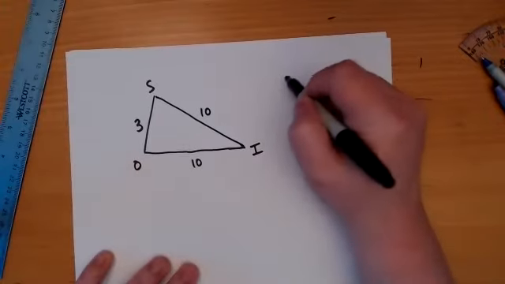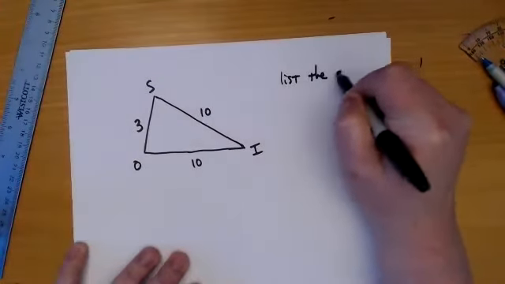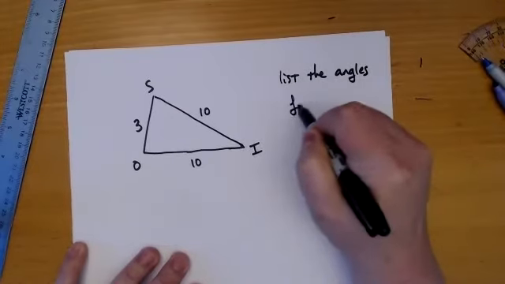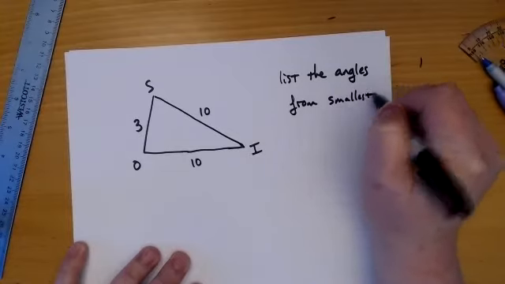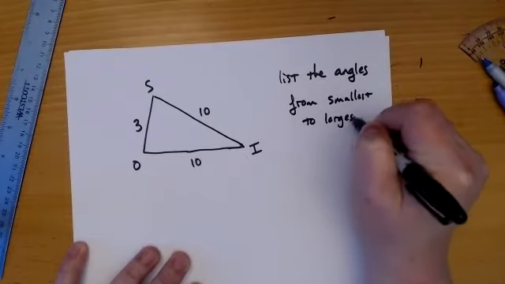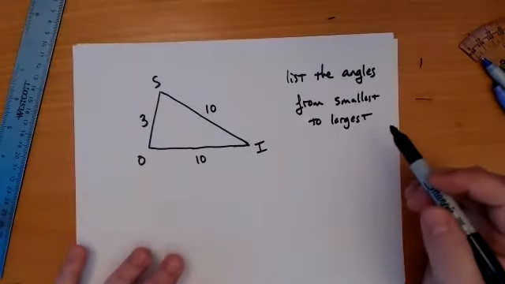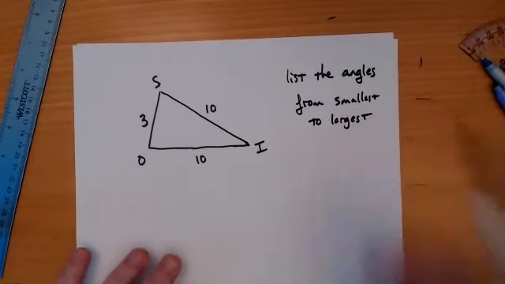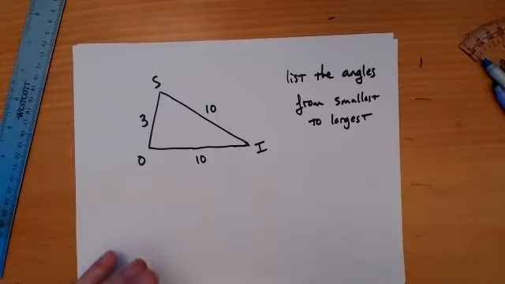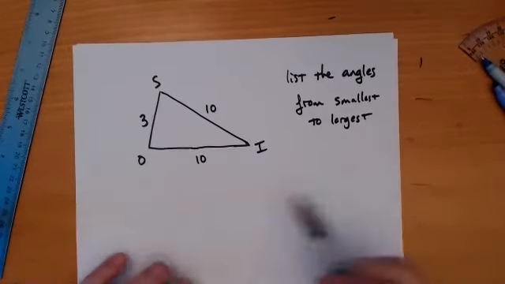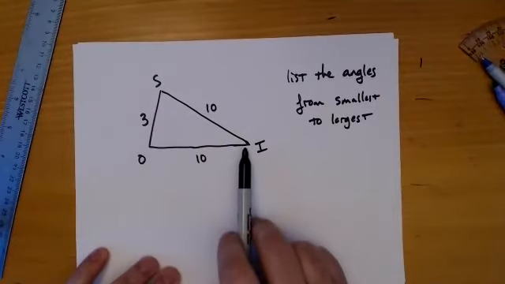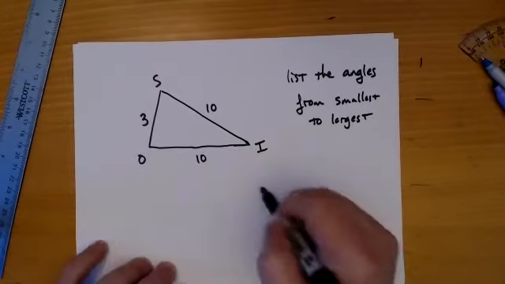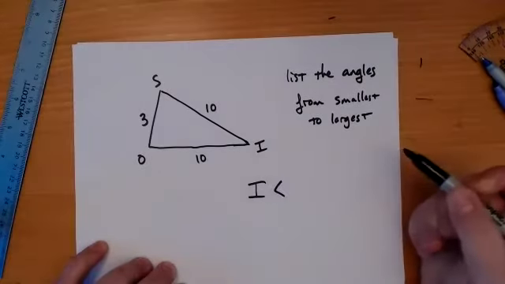Now, if I wanted to list the angles from smallest to largest, this is a little different because they're not all different, right? I think we all can agree that that's the smallest side. So this is the smallest angle. I think we're all good on that, right? Yeah, okay. So I is smaller than.